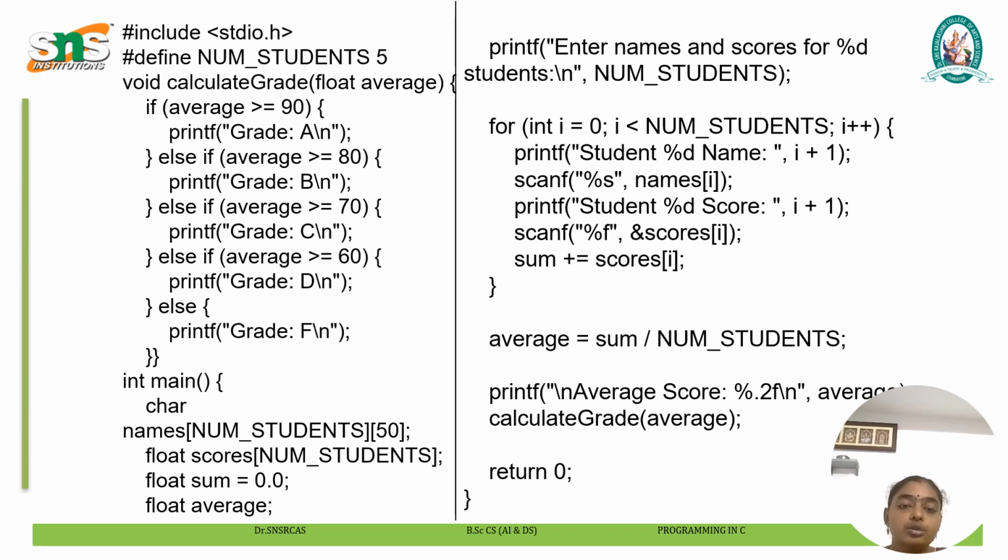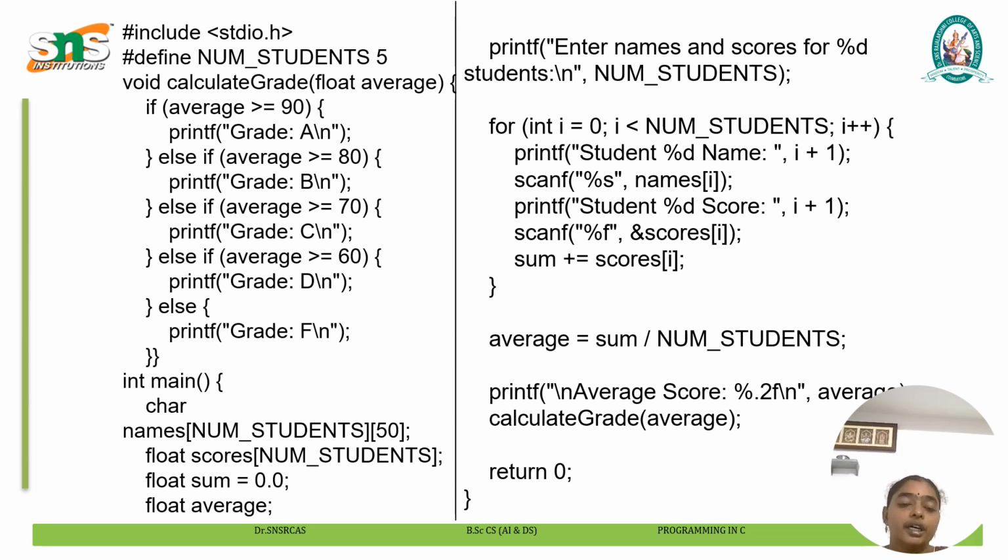If the first two conditions are false, now move to the third condition: if the average is greater than or equal to 70 and the condition is true, display grade C. If that condition is false, move to the next condition: if the average is greater than or equal to 60, grade D is displayed. If all the conditions are false, the else block is executed. It is grade F, a fail mark.